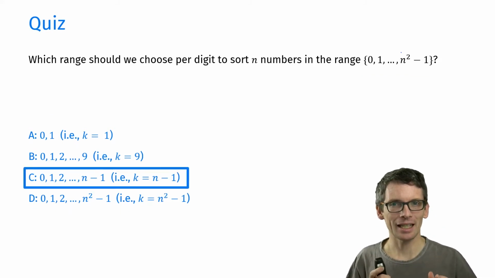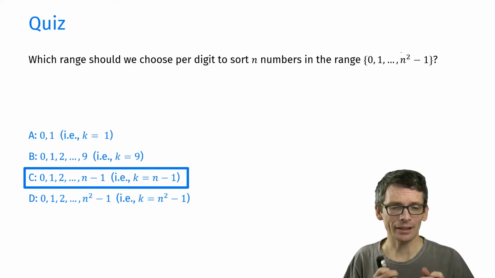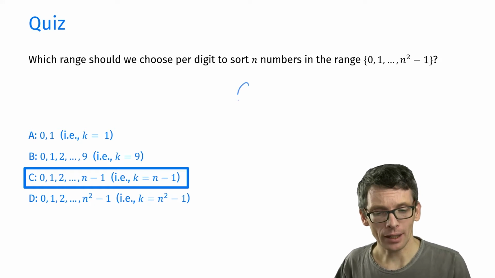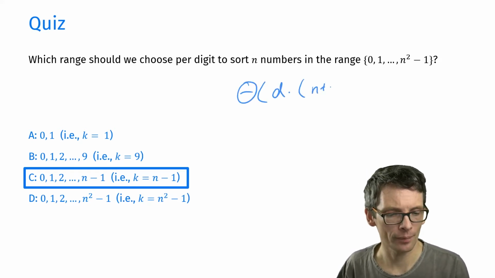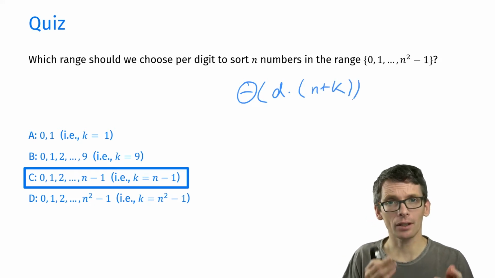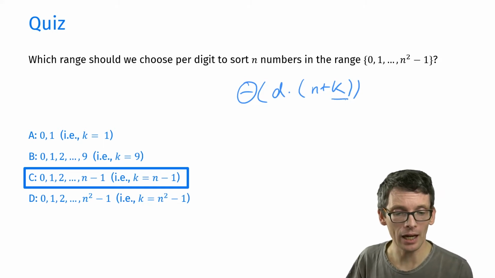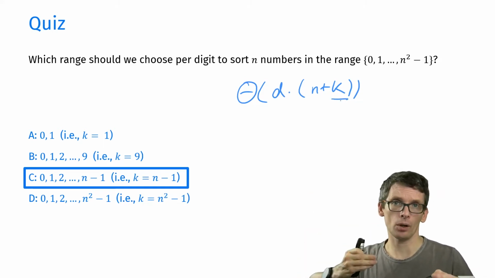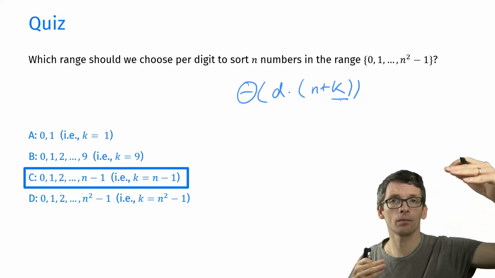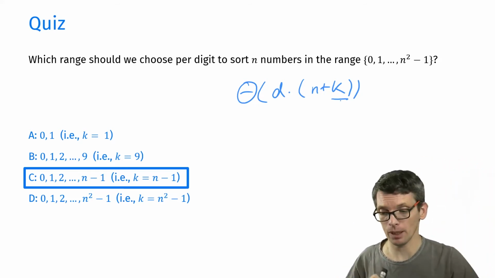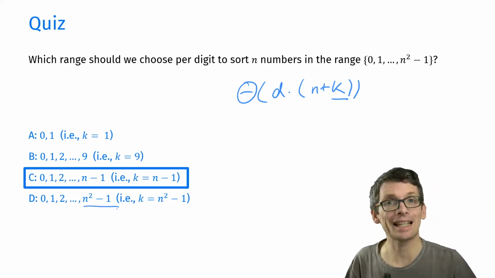The correct answer is C. So we want to set k to n minus 1. So why is that the case? Let's have a look again at this running time of d times (n plus k). So clearly there's a trade-off between d and k. If I can make k larger, I can make d smaller. What does that mean? I want to make k as large as possible. Okay, what does as large as possible mean? The largest k that I offer you here is n squared minus 1.